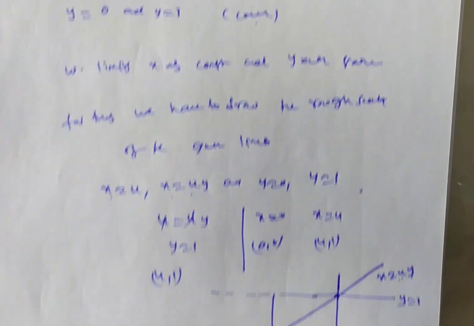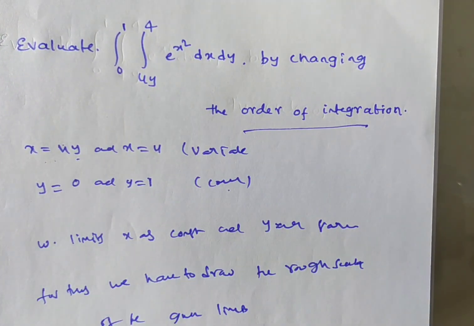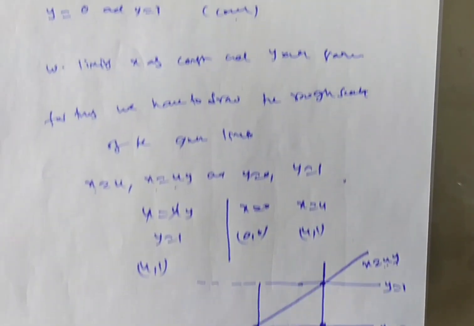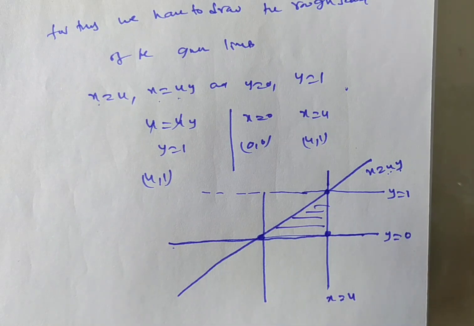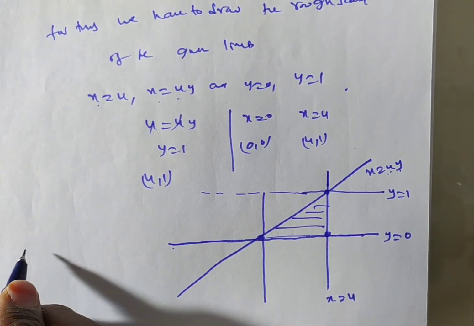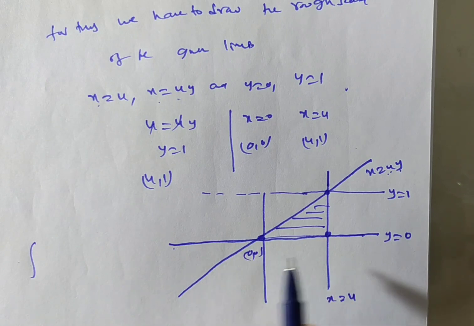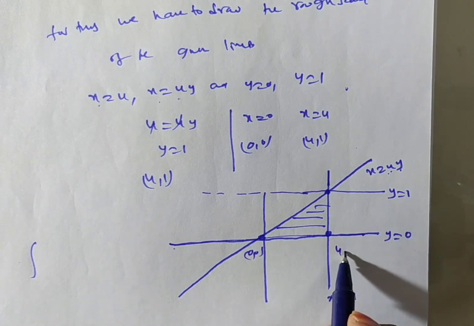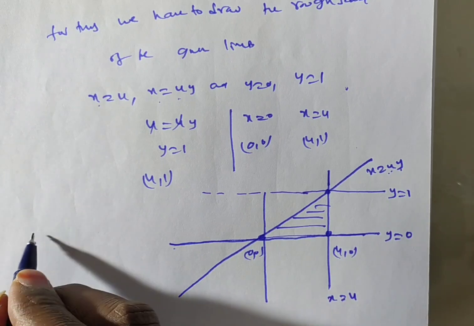Now in the given integration, you observe the limits of x are variable. So now you have to take the x limits as constants. This is our region. In this case you have to take x as a constant limit. Here you observe x is moving from 0 comma 0 to a maximum of 4 comma 0. It touches the x axis, where the y value is 0. So x is moving from 0 to 4.